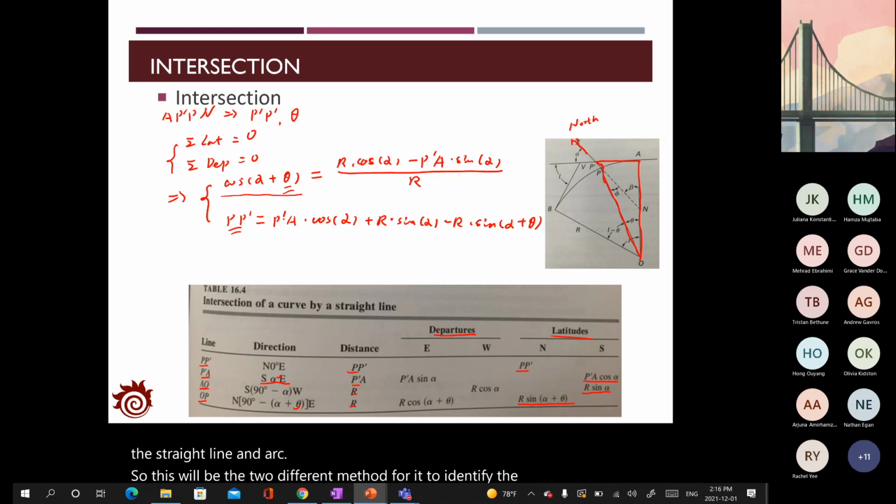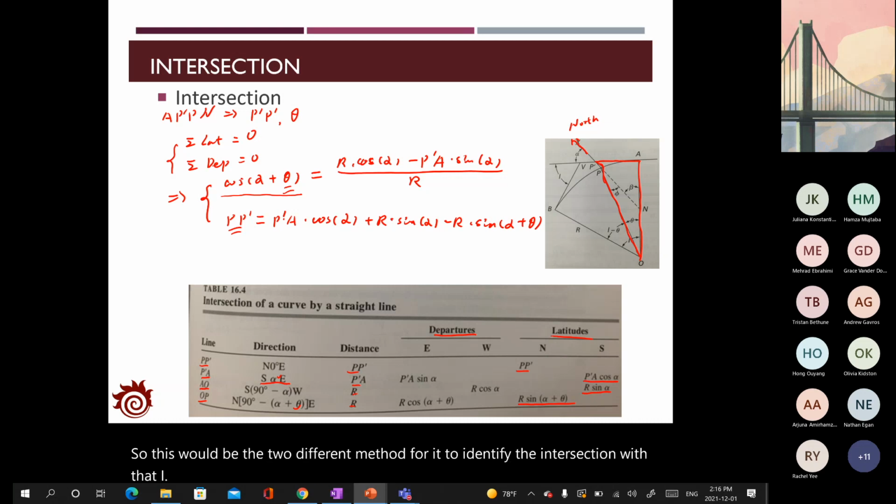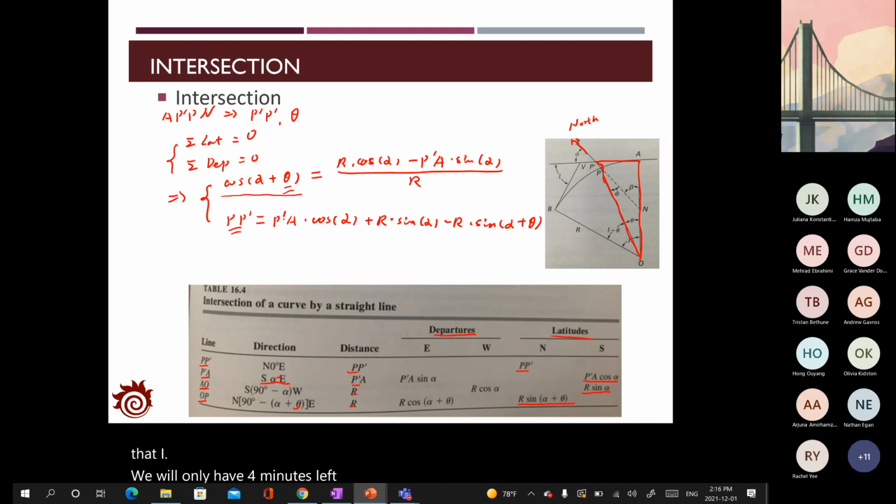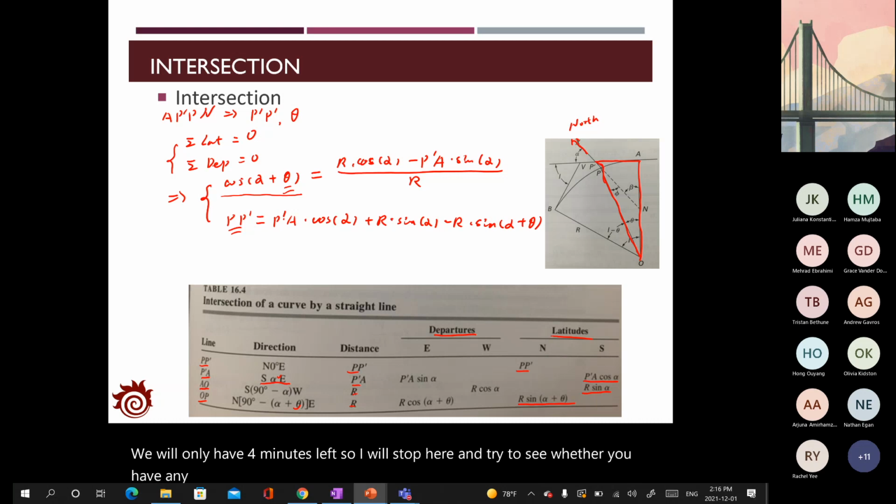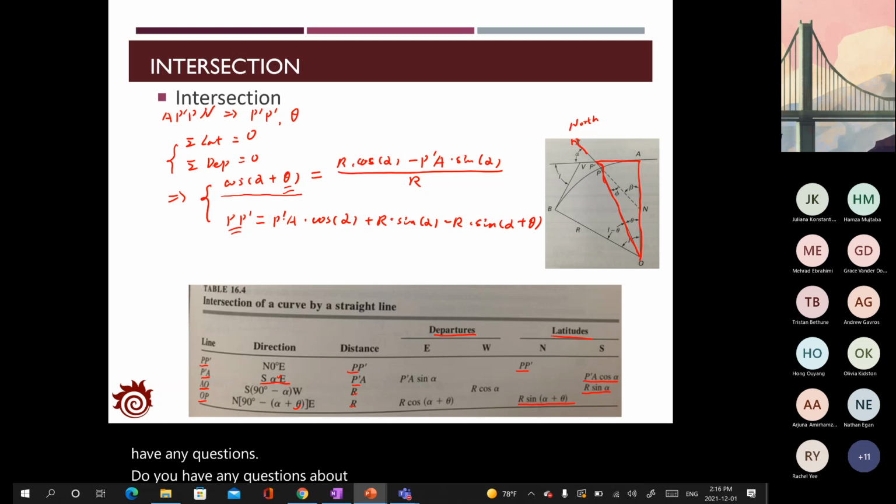With that, we only have 4 minutes left, so I will stop here and see whether you have any questions. Do you have any questions about these contents? Okay.